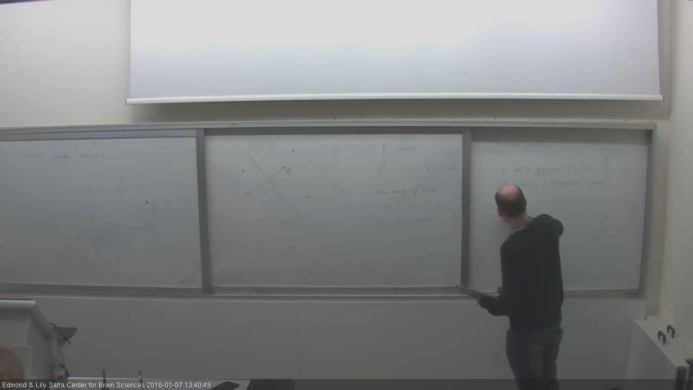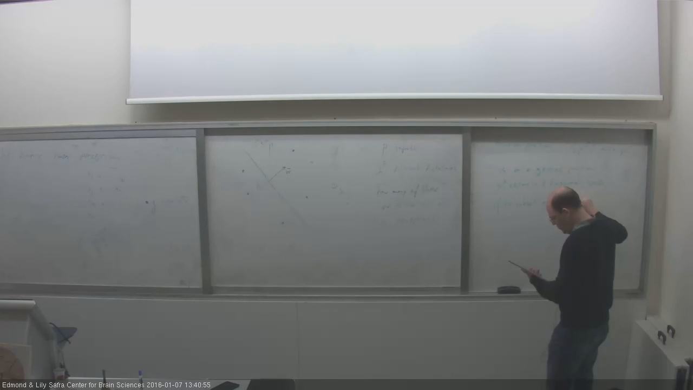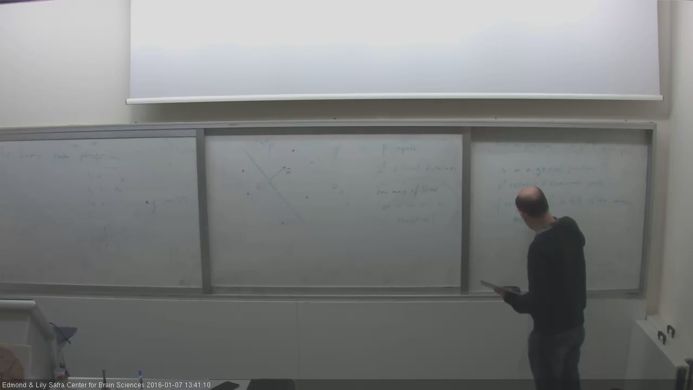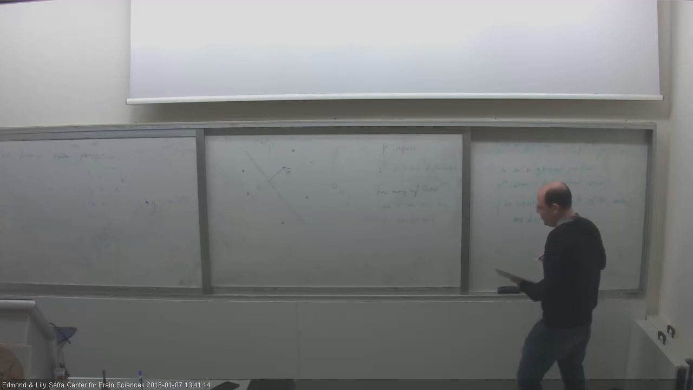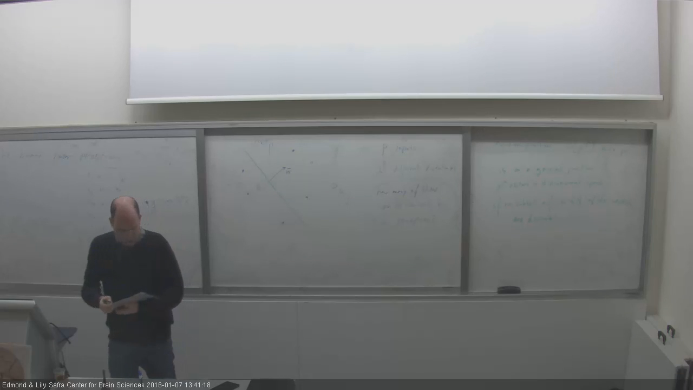If no subset of M, smaller than n or equal to n, of the vectors are dependent. This is the definition, and let's try to make sense of it.